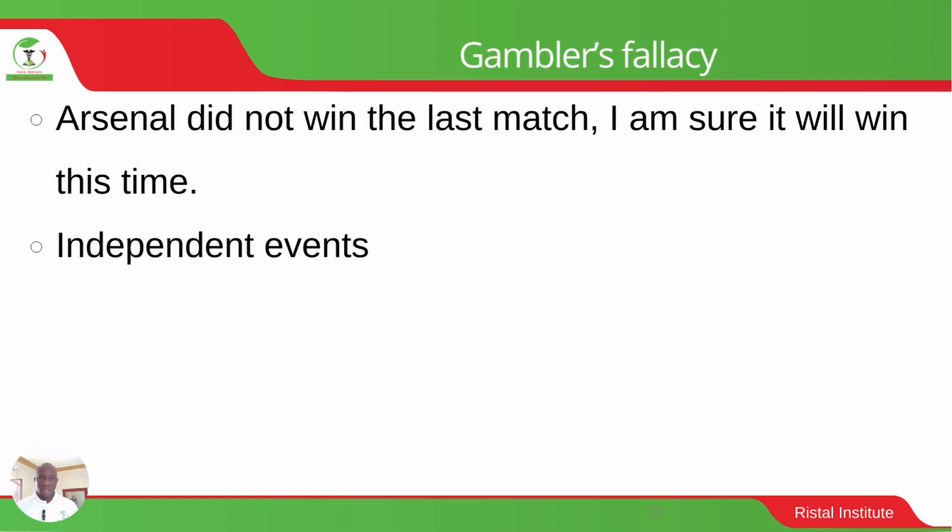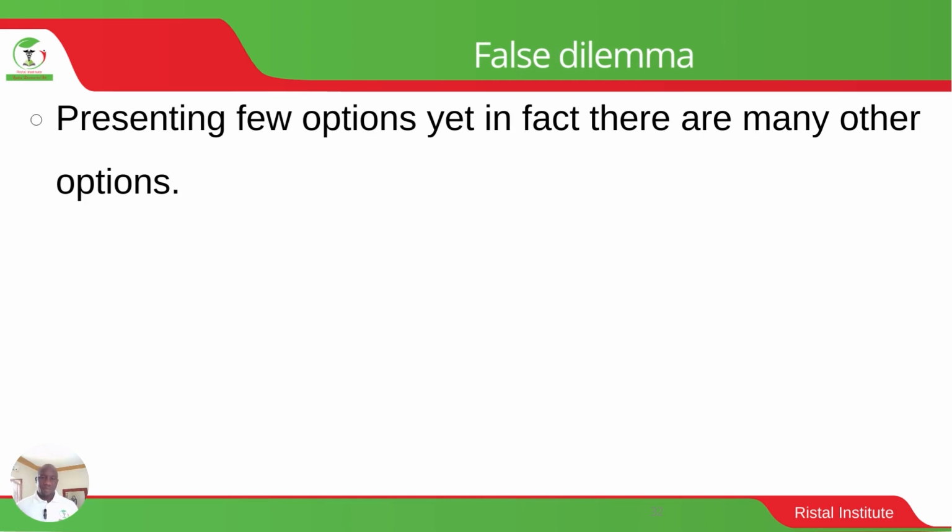The previous match is independent from the match that Arsenal is going to play. So the circumstances are not going to be the same. It may be a different stadium, it may be a different lineup, it may be different levels of passion towards the match, or the match may actually mean something different to the players and things like that. So these are all factors that can determine whether the team will win or not. It's not that they lost the last match and the next match they should win. Not necessarily.